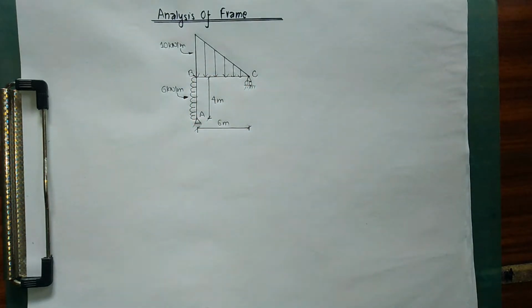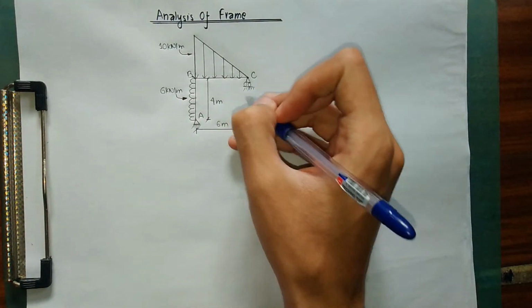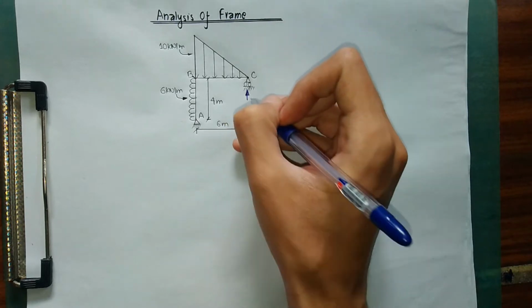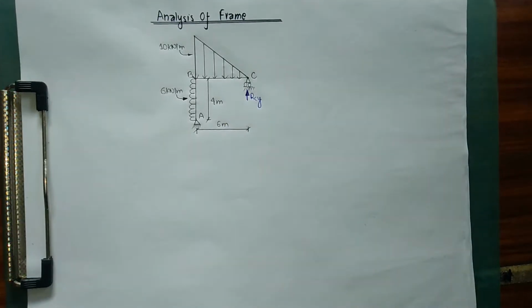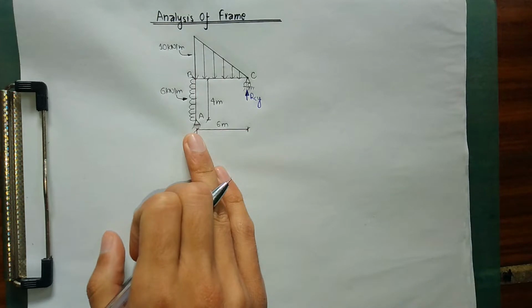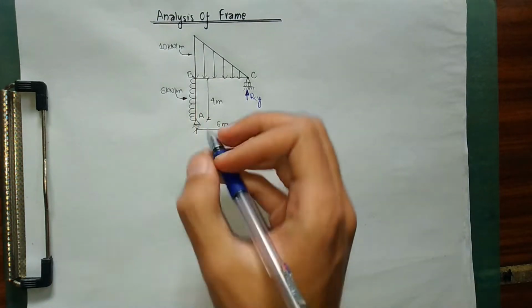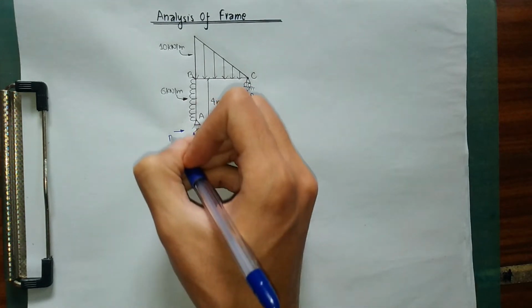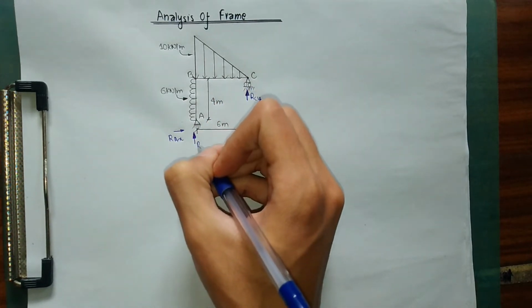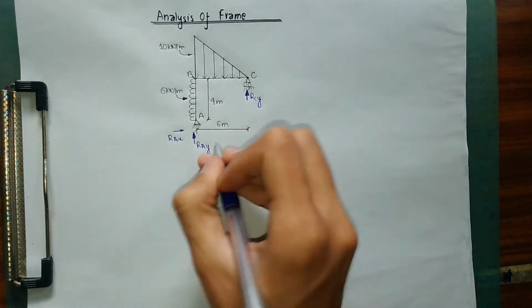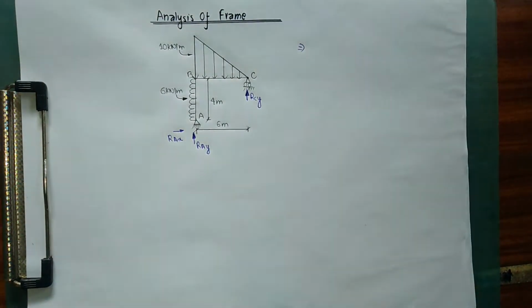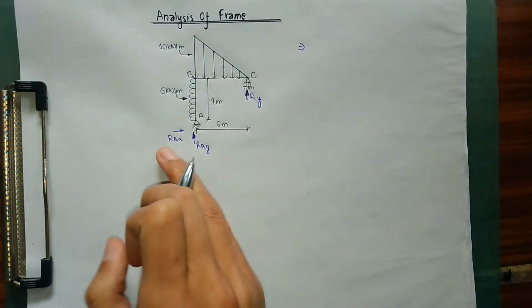Before doing the analysis of this frame, first and foremost we need to find the support reactions. As you can see, we have a roller support at C, so we are going to have only one support reaction acting vertically upward, which is RCY, while we have a hinge support at A. So we are going to have two reactions, a horizontal one denoted as RAX and a vertical one, RAY, being our X and Y directions. Our first step is to find the magnitude of these support reactions.